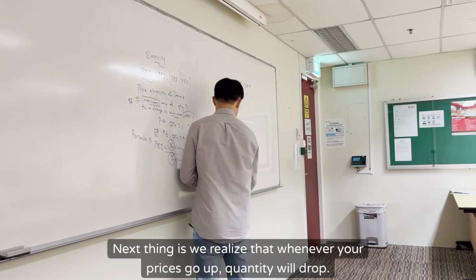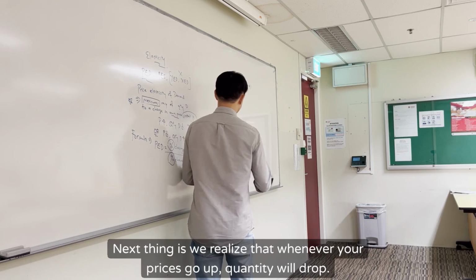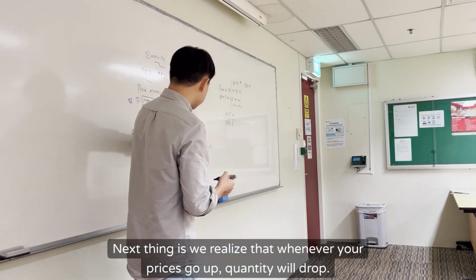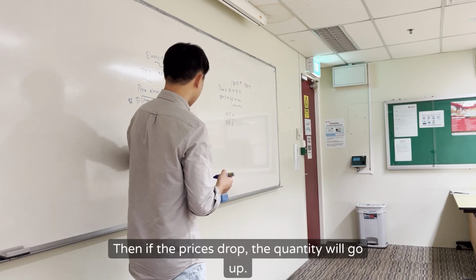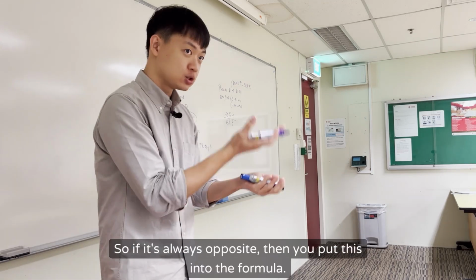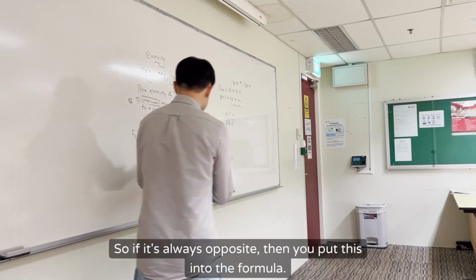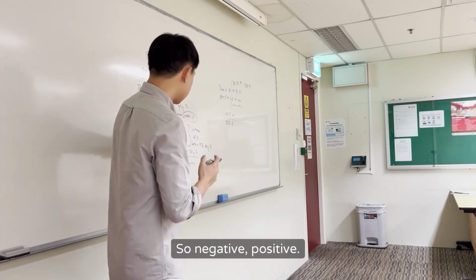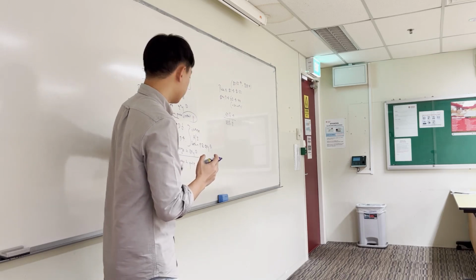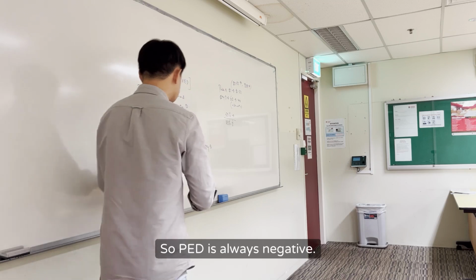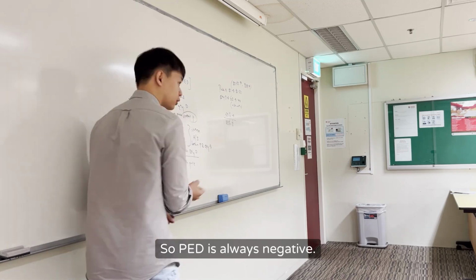Next thing is we realize that whenever prices go up, quantity will drop. If prices drop, the quantity will go up. So the direction is always opposite. If it's always opposite, then when you put this into the formula, the answer will always be negative. Negative, positive. Positive, negative. So PED is always negative, okay?